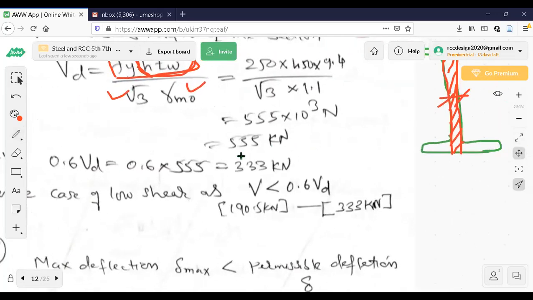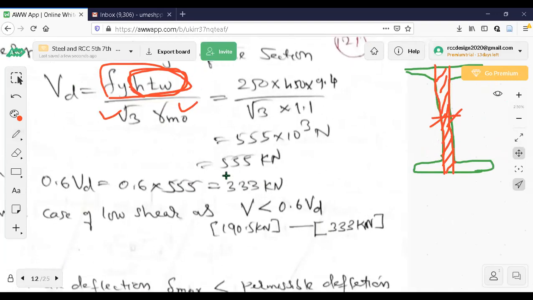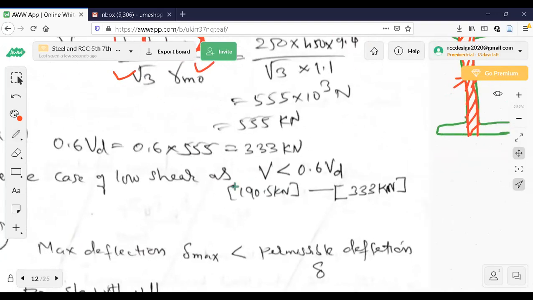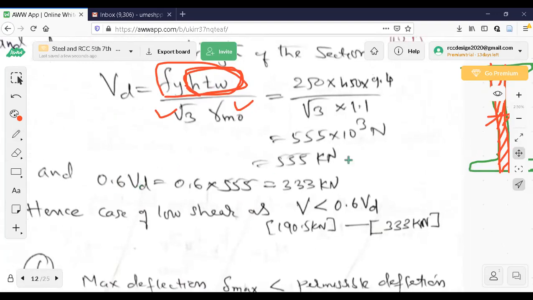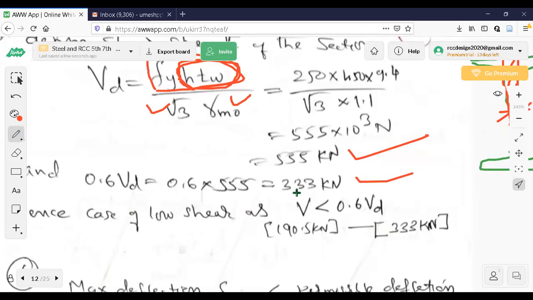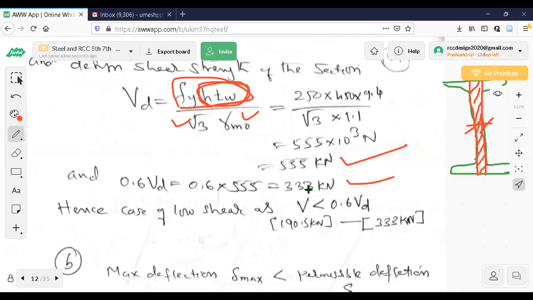Now you find out this value, 555 kN. Now find out one more value, 0.6 times this. Only 60% of this should be taken. This is 555. 60% of this, which is 0.6 times this, is 333. So 60% of this value should be more than the factored shear force.